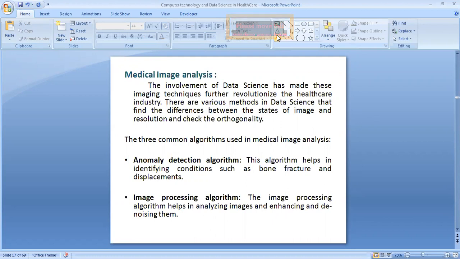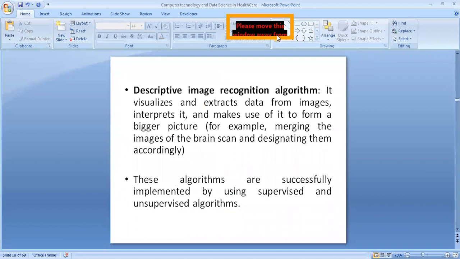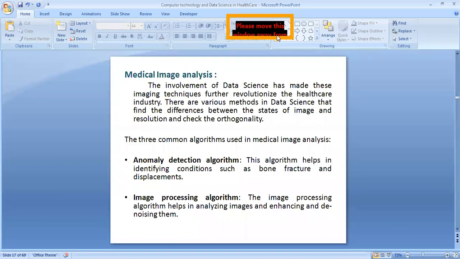Whatever information is possible, all possible information has to be extracted from the images that we have acquired. So that is where we land up in image analysis. There are three important, common algorithms. If you ask what is the base, there are three: the anomaly detection algorithm, the image processing algorithm, and the descriptive image recognition algorithm. The anomaly detection algorithm mostly finds out if there are any deviations from what is stored as a reference normal.